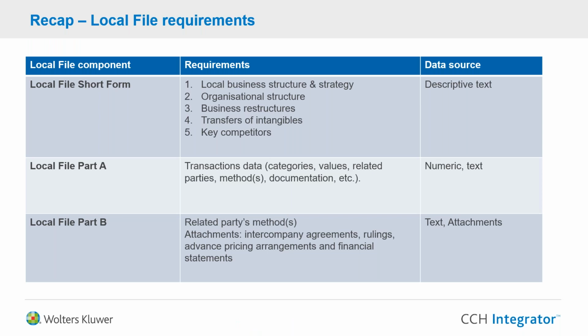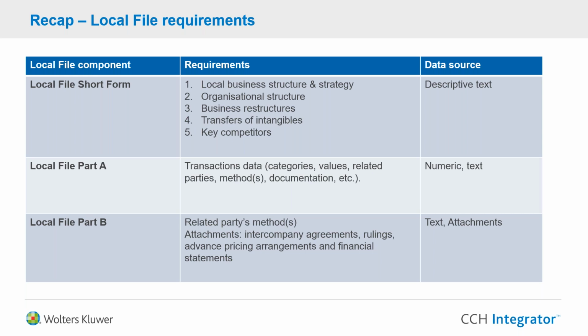Very quickly, by now most of you will probably be familiar with the requirements, but for those who are not, there are two types of local files that potentially need to be prepared in Australia, depending on your particular requirements and profile. We have a short form local file, which requires some qualitative descriptions of your local business's operations in Australia. This is a direct lift from the OECD local file requirements. It's the only part of the OECD local file guidance that was lifted by the ATO for taxpayers to prepare a short form local file.